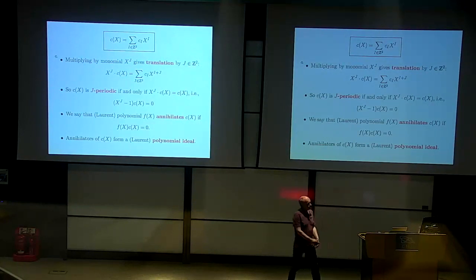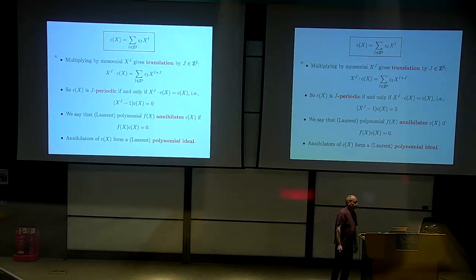And these annihilators of the configuration, they are nice. They form an ideal, a polynomial ideal. If you have an annihilating polynomial and another annihilating polynomial, you sum these up. That sum is also an annihilating polynomial, right? Because 0 plus 0 is 0. And if you multiply an annihilating polynomial with any polynomial, you still get an annihilating polynomial, because 0 times something is 0. So any linear combinations of annihilators are again annihilators.